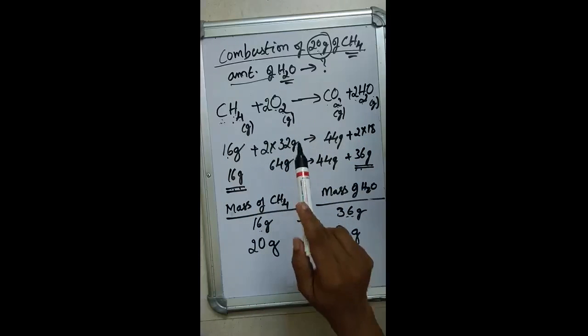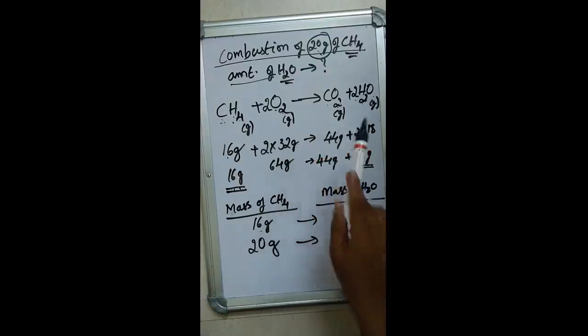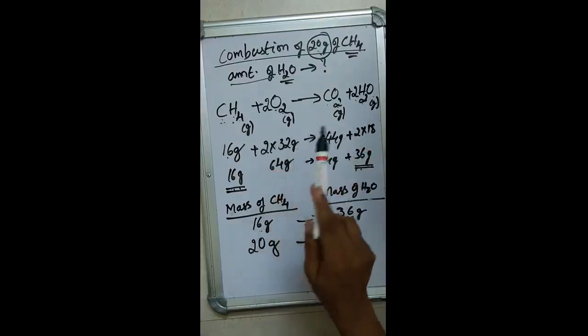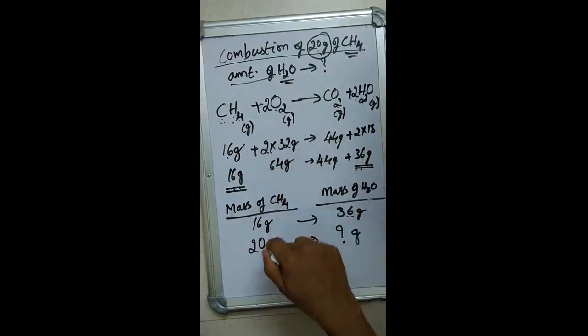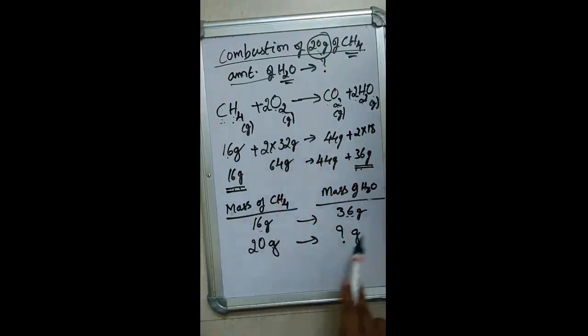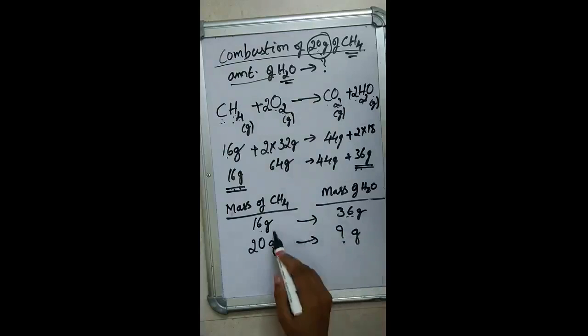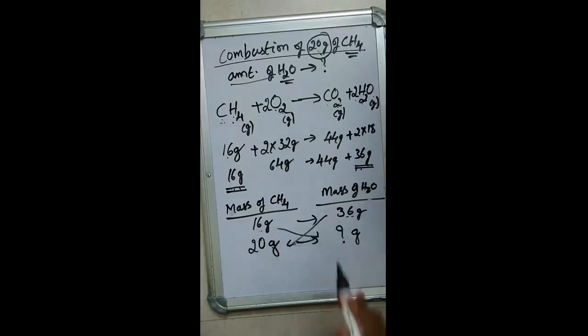That is with respect to 20 gram of methane, what is the amount of water that will be produced? With respect to 20 gram of methane, what is the amount of water produced? Like this I have put the relationship. Now cross multiplication, so this you will be knowing.